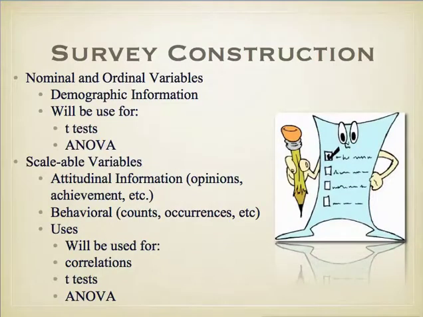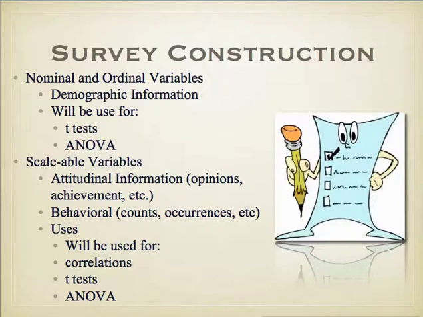Basically, what you're going to do with the survey is collect two different kinds of variables: nominal, sometimes ordinal, mostly nominal variables, which is nominal data like demographic information, gender, ethnicity, and so forth. And you will use that as a foundation for a t-test or ANOVA.